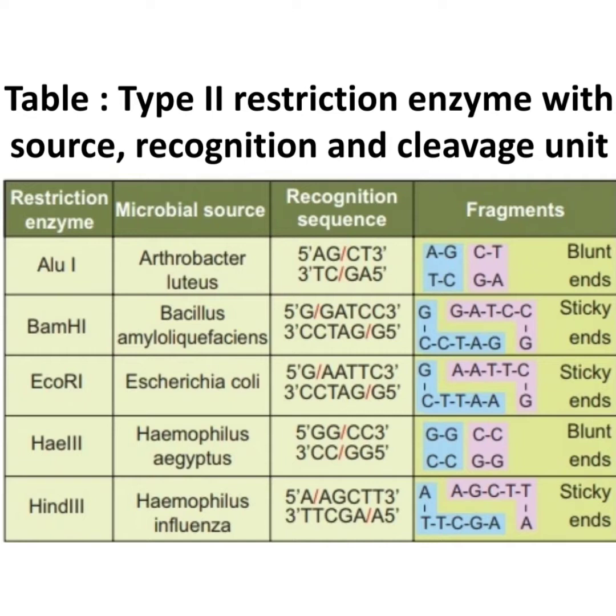The restriction enzyme HindIII obtained from Haemophilus influenzae, the above strand 5'-A, AGCTT-3' and the complementary strand 3'-TTCGA, A-5'. And the split is made between A and A in the above strand and the complementary strand between A and A. And the fragments obtained are A, TTCGA, AGCTT and A, and these have sticky ends.